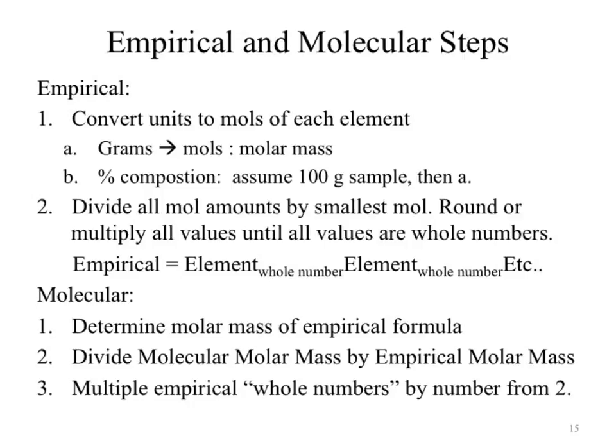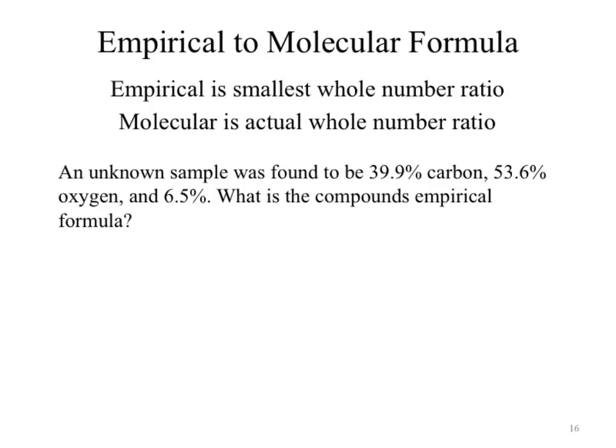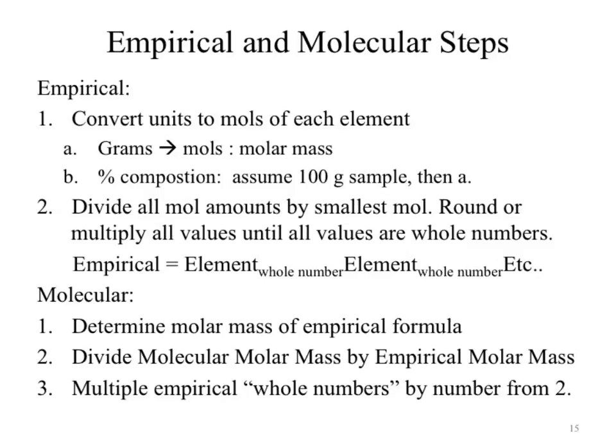Convert your percent composition. Assume a 100-gram sample. If you have a 100-gram sample, how much of it is carbon? 39.9 grams. Why 100 grams? Because it's a percent. It's the whole reason. We can then cancel out our percent and we end up with 39.9 grams. So 39.9 grams of it are carbon. What would the mass of oxygen be in that 100-gram sample? 53.6. Okay. What would our mass of hydrogen be? 6.5.